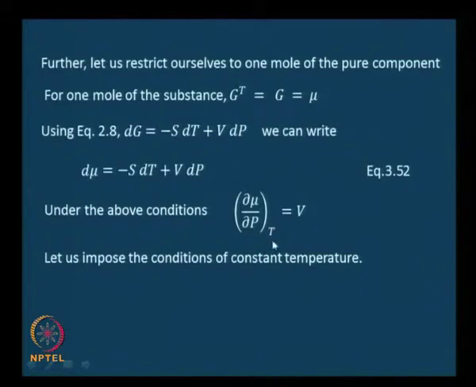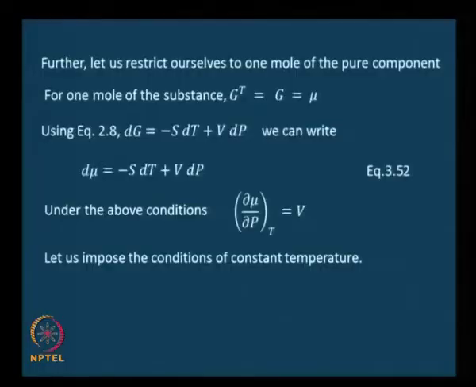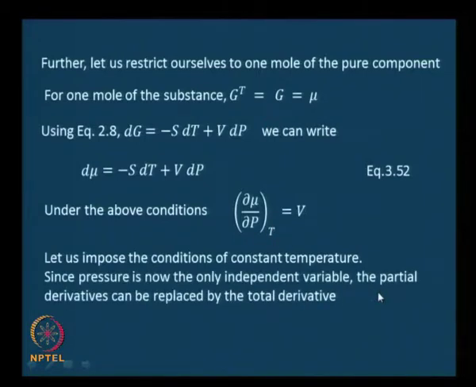Since we have a constant T here, let us impose the conditions of constant temperature. Let us also remind ourselves that we are trying to get at a means of estimating the fugacity coefficient. For that, we have started out with the chemical potential and we are getting there slowly. So, let us impose the conditions of constant temperature, since we have a T constant here, and once we do that, pressure becomes the only independent variable.